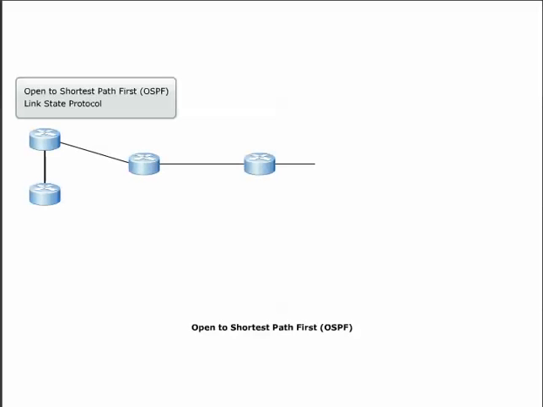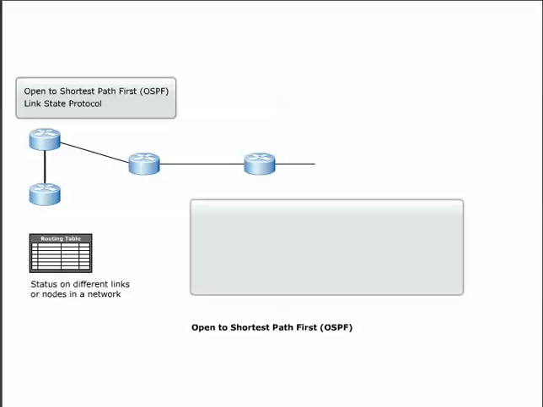Another common internal routing protocol is Open Shortest Path First, OSPF, which represents the group of link state protocols. The routers using the link state protocol will exchange link states, which have statuses on different links or nodes in a network. Every router will use this information in order to update its routing table. Link state protocols provide us with some important advantages over the distance vector protocols.